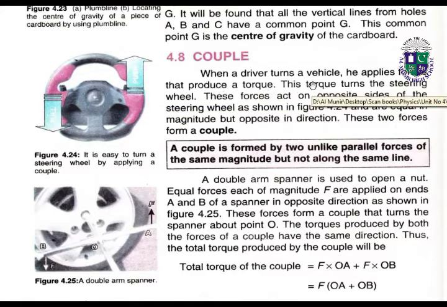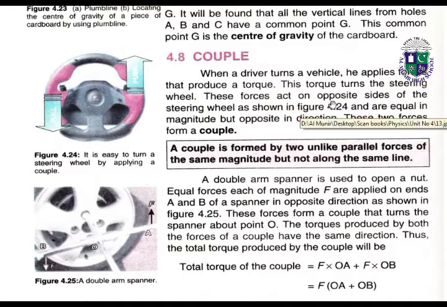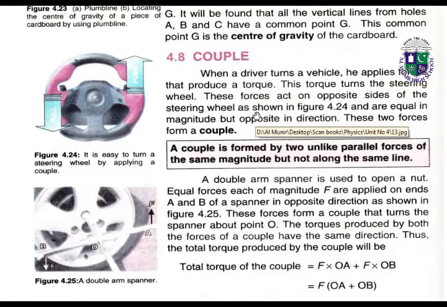When a driver turns a vehicle, a car or a bike or a cycle, he applies force that produces a torque. He applies force and it creates a turning effect, which is called torque. This torque turns the steering wheel. These forces act on opposite sides of the steering wheel and are equal in magnitude, but opposite in direction. Look at these forces. These are opposite in direction. So these two forces form a couple.